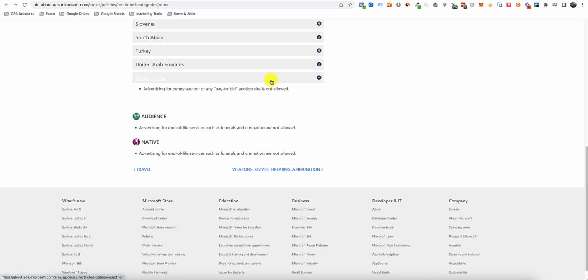Don't panic on it. There's still tons of niches that you can run ads to, even if some are disallowed. It's totally fine. And again, just read this thing and know it for your business, all right?